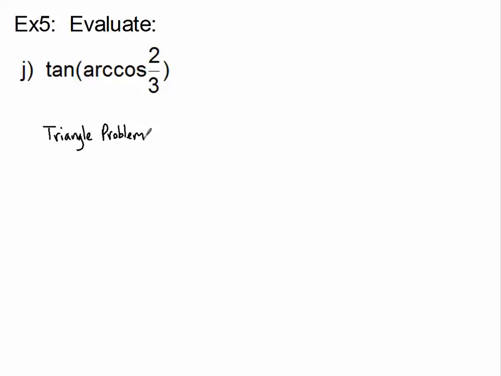When it's not a unit circle value, so we don't have the unit circle picture to look at, we just draw our own picture. Remember this inside, I'll deal with the tangent in a minute. The arc cosine of 2/3, it's talking about an angle, and it's the angle whose cosine is 2/3. Now, I don't know what that angle is, but I can draw a picture of that angle. So let's just draw a picture of that angle.